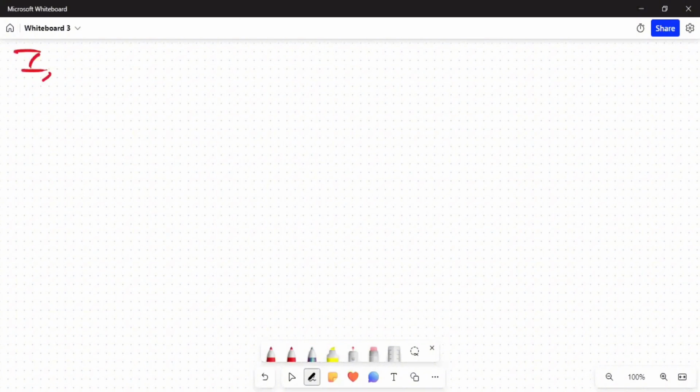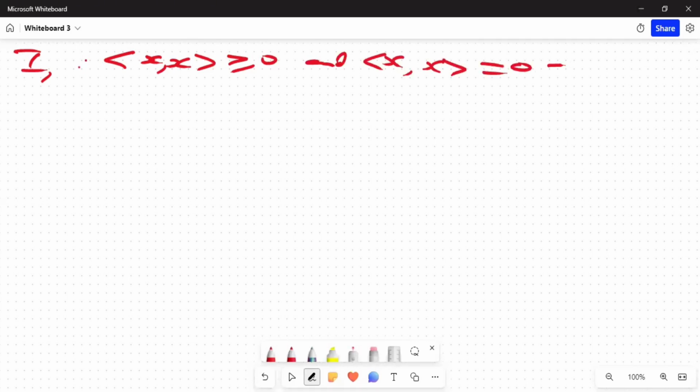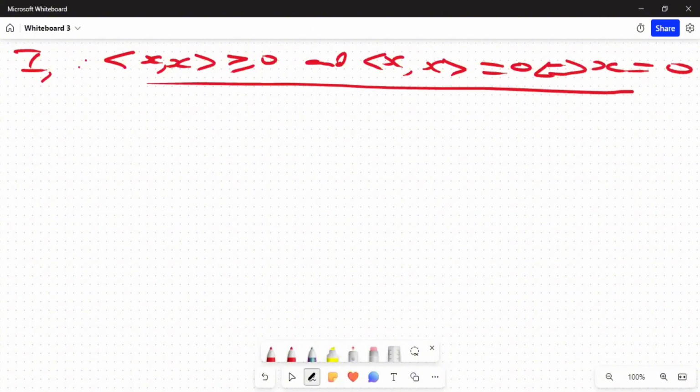For I1, what are we to show? What did I1 say? You recall, the inner product of x comma x is greater than or equal to 0. And also the inner product of x comma x equals 0 if and only if we are dealing with the zero vector. So we are going to show this.